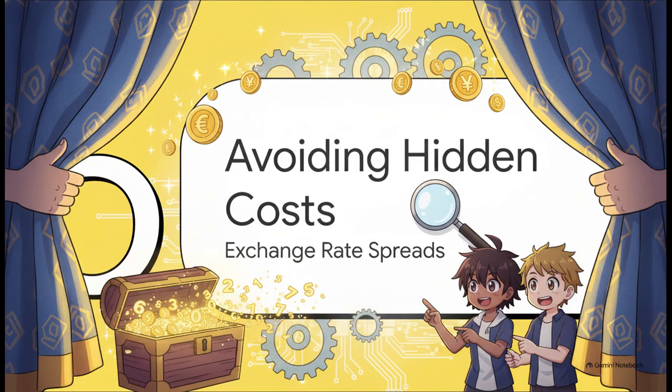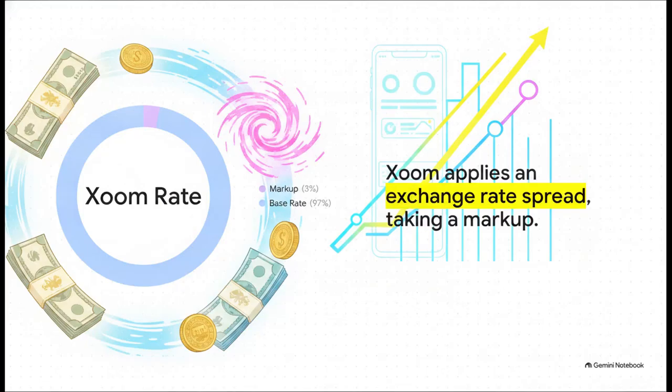All right, let's pull back the curtain for Section 5, Avoiding Hidden Exchange Rate Costs. Okay, we need to talk about the reality of currency conversion, because it's often completely misunderstood. When you convert US dollars to, say, Mexican pesos or any other currency, Xoom does not give you the true mid-market rate. The rate you'd see if you just Googled it or checked xe.com. Instead, they apply what's called an exchange rate spread. They're taking a markup that is typically between 1% and 3%. So on a $1,000 transfer, a 2% markup literally means your recipient gets the equivalent of $20 less.